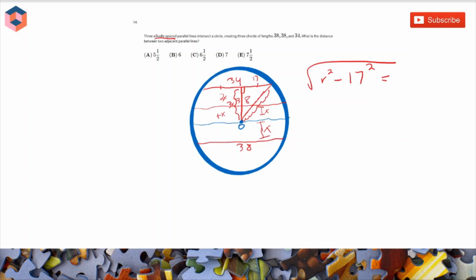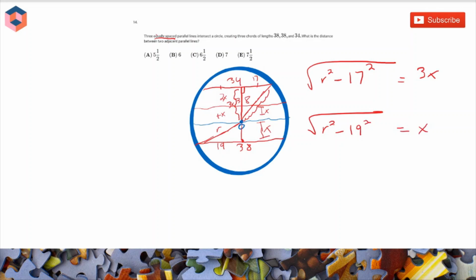We also know, so I'm gonna undo some of this stuff. We also know that this line right here, if we draw this right here, this is x, and this once again is r, and this is 19. So we have that this is equal to 3x, and the square root of r squared minus 19 squared is equal to x. And now we can easily solve this problem.